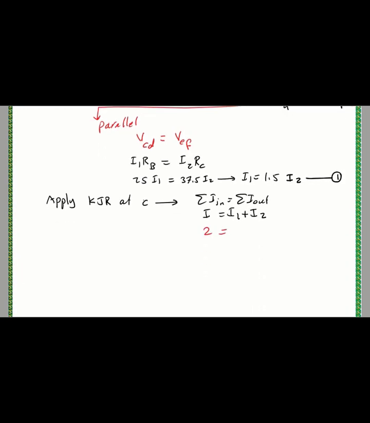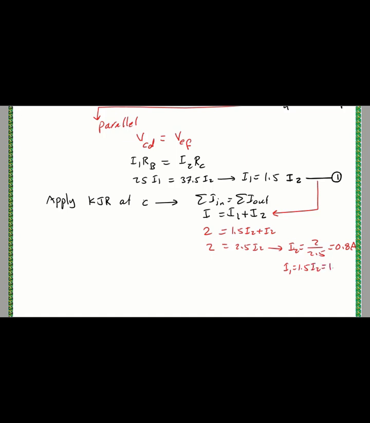I1 from this equation is 1.5 I2 plus I2. Then here we have 2.5 I2 equals 2. Then I2 equals 2 over 2.5, which is 0.8 ampere. Now you can find I1, because I1 is 1.5 I2.